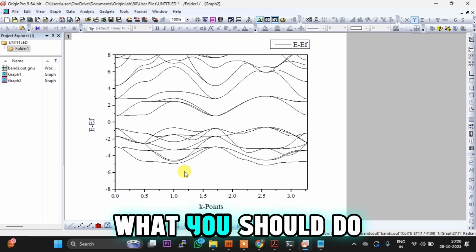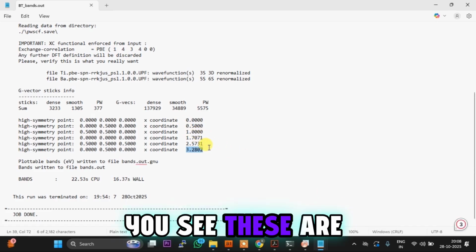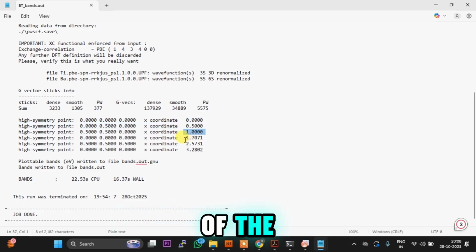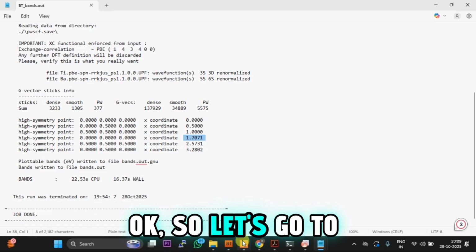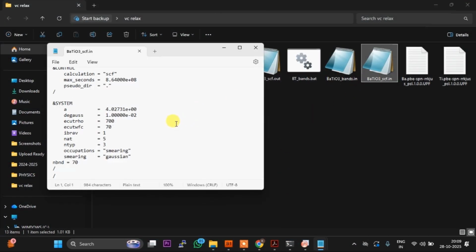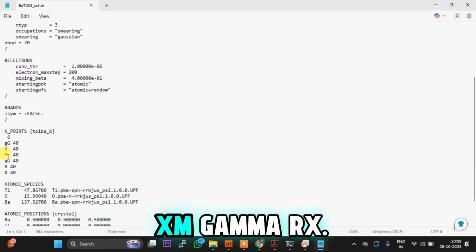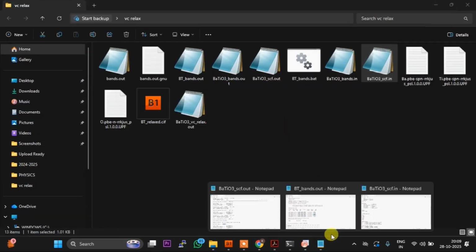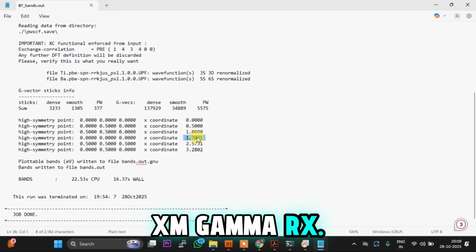For that, what you should do is go to this output file again. You see, these are the points calculated, okay? And these are the x coordinates of the symmetry points we have provided in the input file, okay? So let's go to the input file first. This is the input file, and you see, in our input file, the points were gamma X M, gamma R X, okay? So here also we will have 6 points. So this is gamma X M, gamma R X.